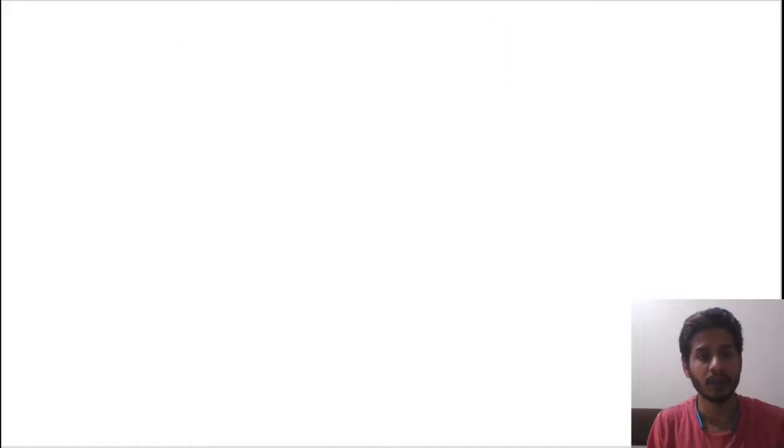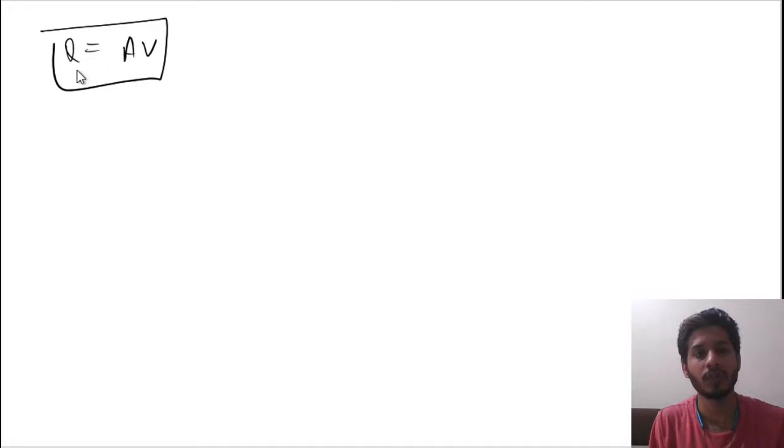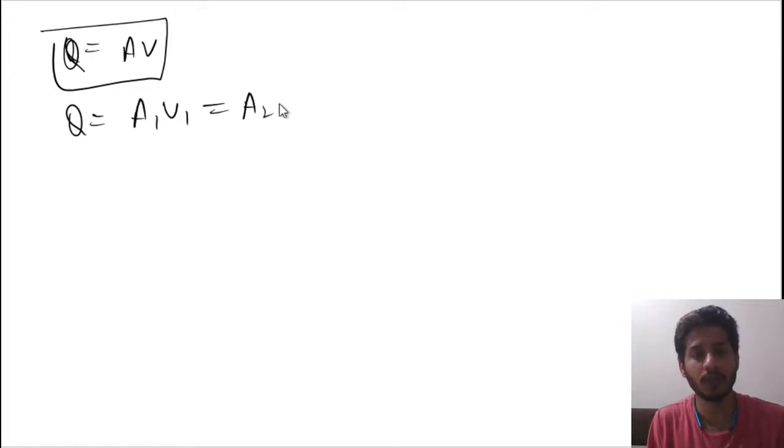This is the value of V1. Now discharge Q is equal to area into velocity. I already told you this is the volume flow rate. So discharge Q is equal to A1 V1, which is equal to A2 V2. Both are the same because if A1 is large then A2 will be small, and this will compensate, so A1 V1 is equal to A2 V2.